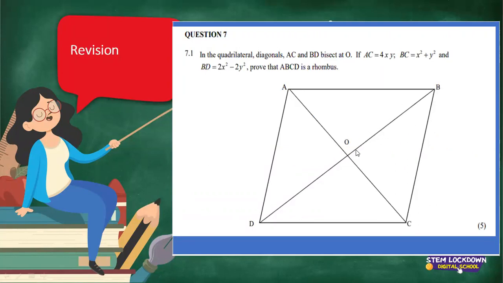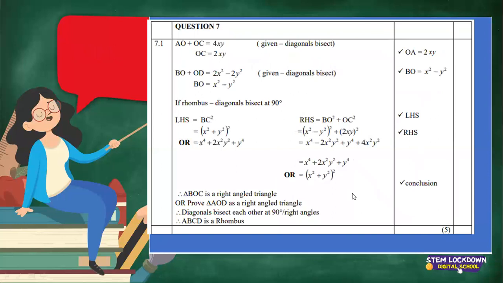And then this here is what? 90 degrees. So 90 degrees means this triangle OBC is a right angle triangle, whereby hypotenuse squared must equal opposite squared plus adjacent squared. Okay, and then we prove that, and that will tell us that it's actually a rhombus because the diagonals bisect each other.